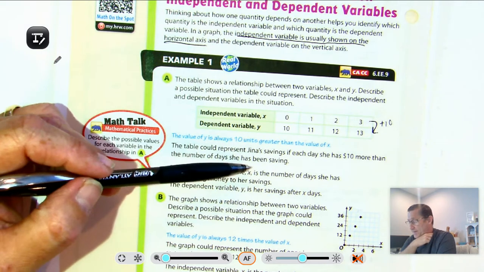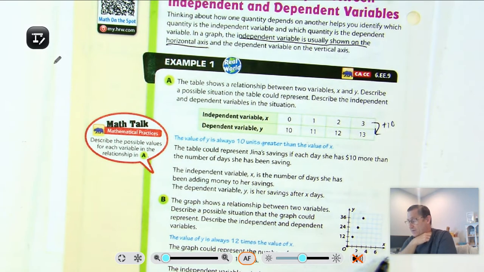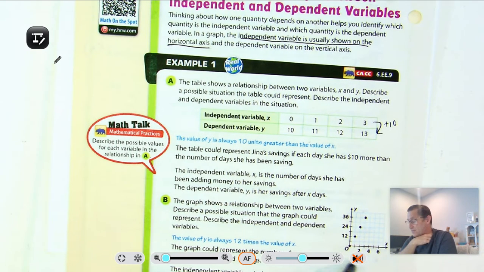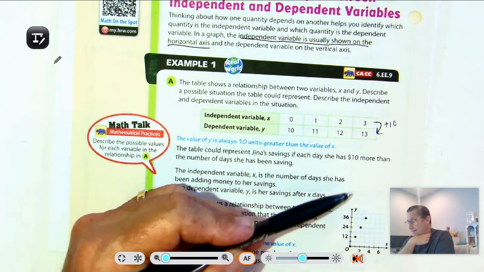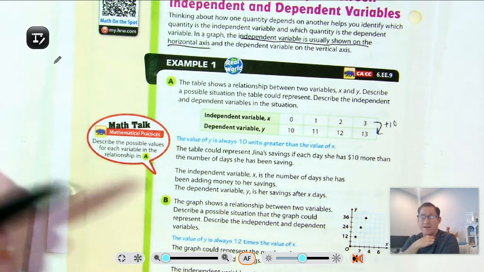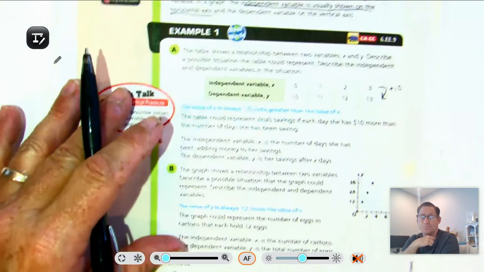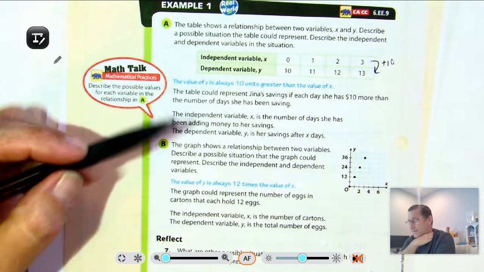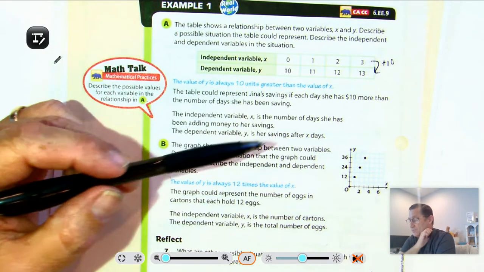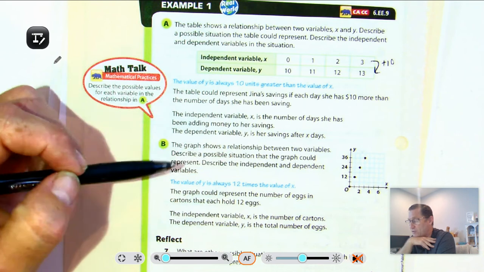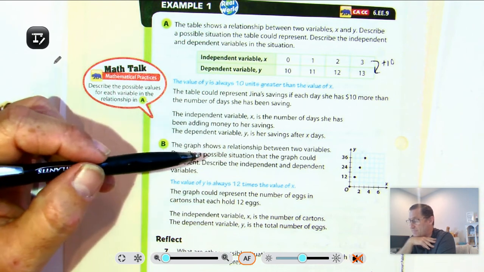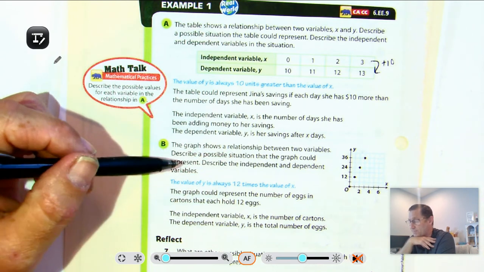The independent variable x is the number of days she's been adding money to her savings. The dependent variable y is her savings after x number of days. And in B, the graph shows a relationship between two variables. Describe a possible situation that the graph could represent. Describe the independent and dependent variables.